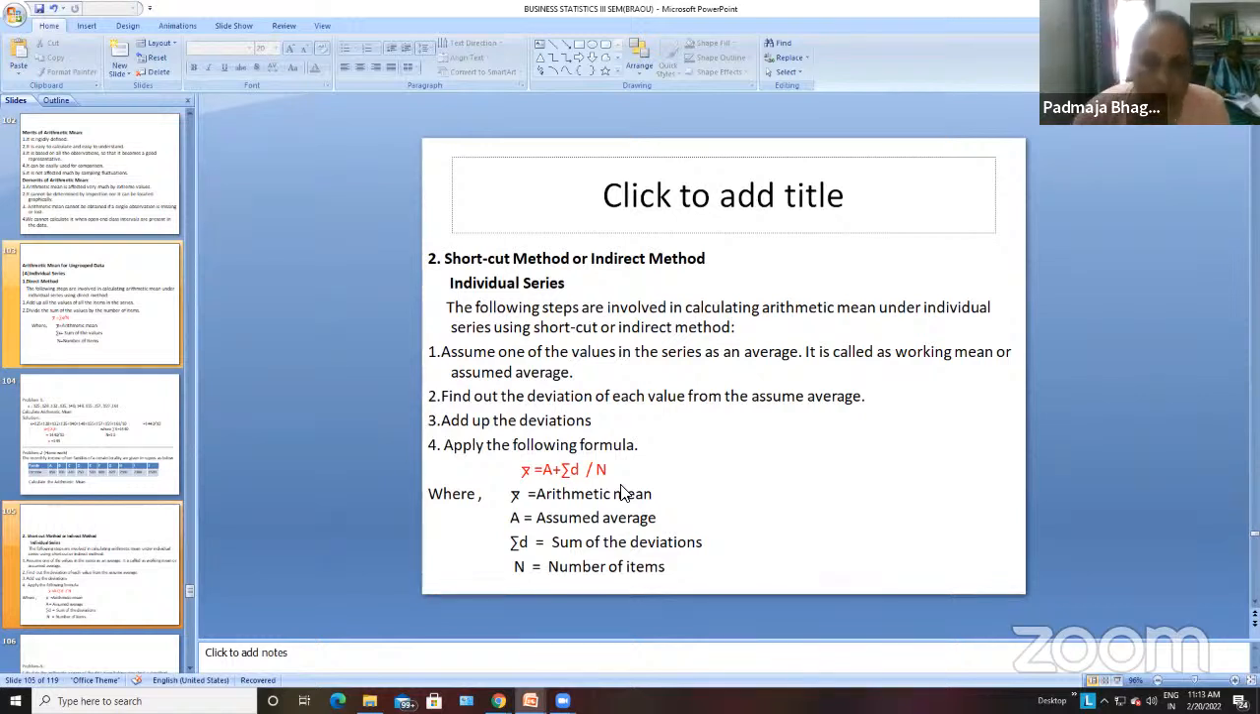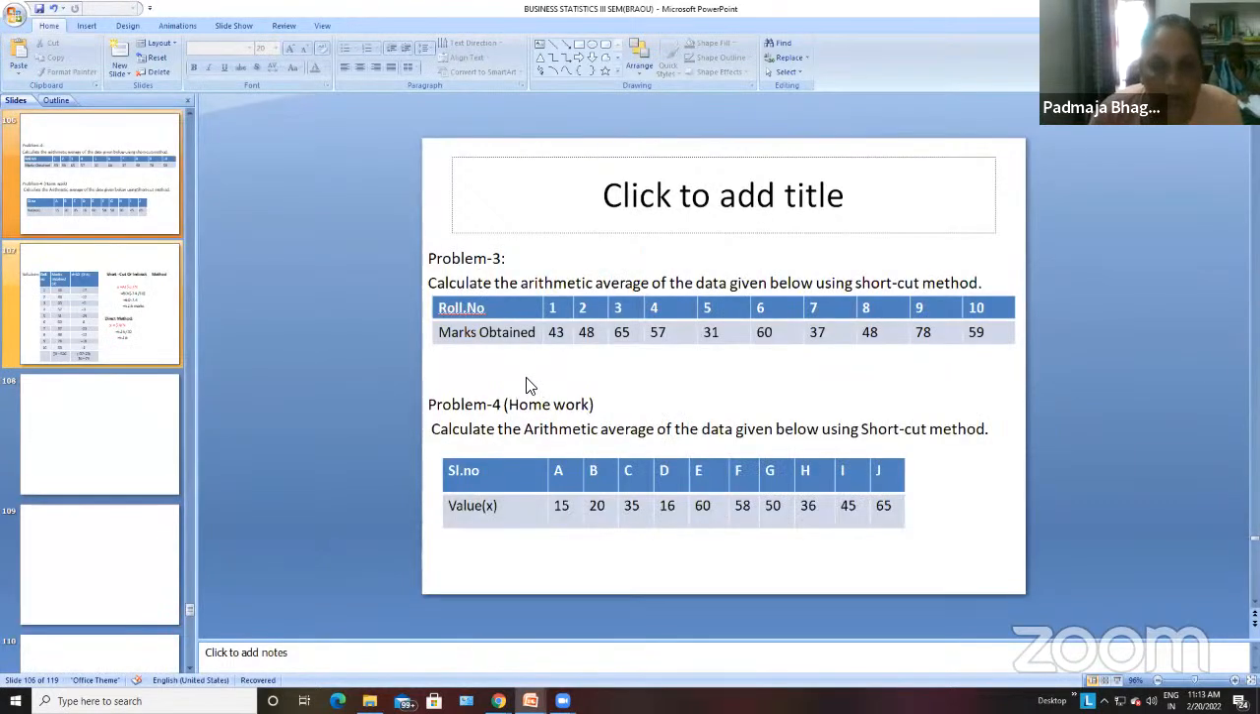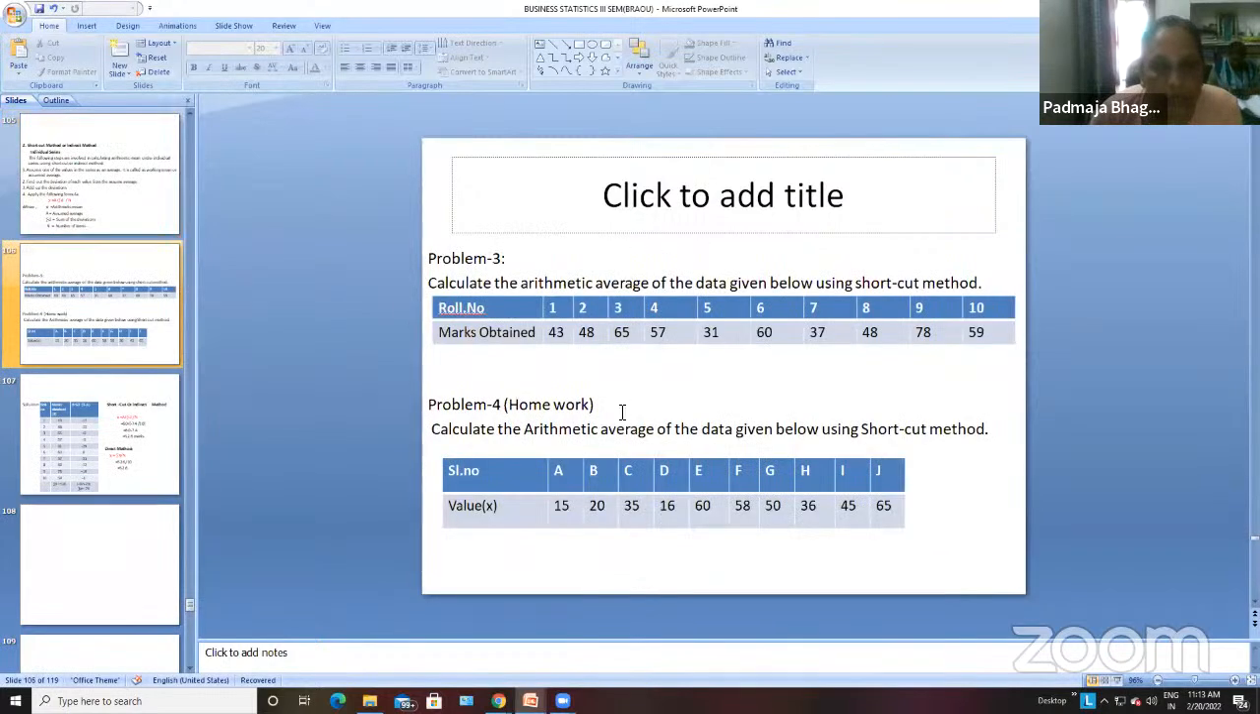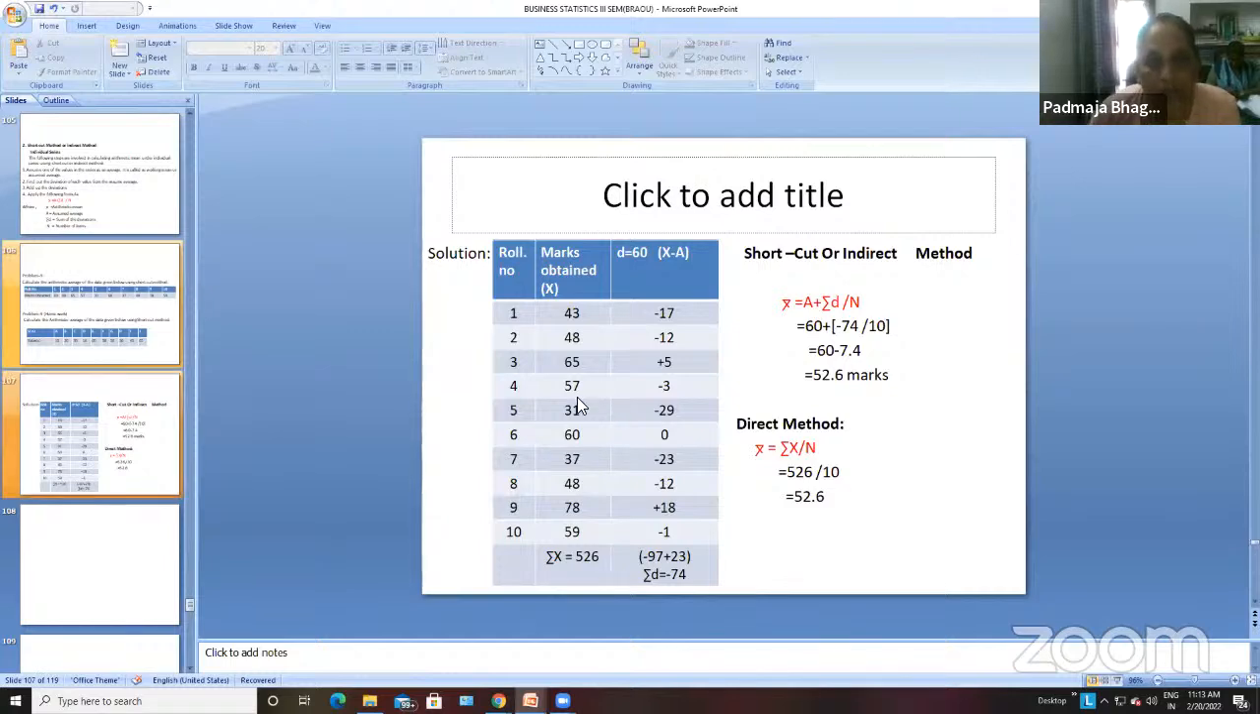Understood? So here, one more formula: we are assuming arithmetic mean is equal to A plus sigma D divided by N. A is the assumed average. Sigma D is the sum of the deviations, N is the number of items. Understood? Now, the formula you see.